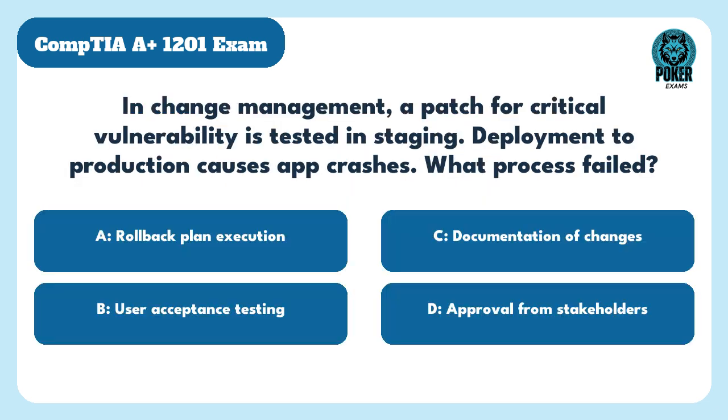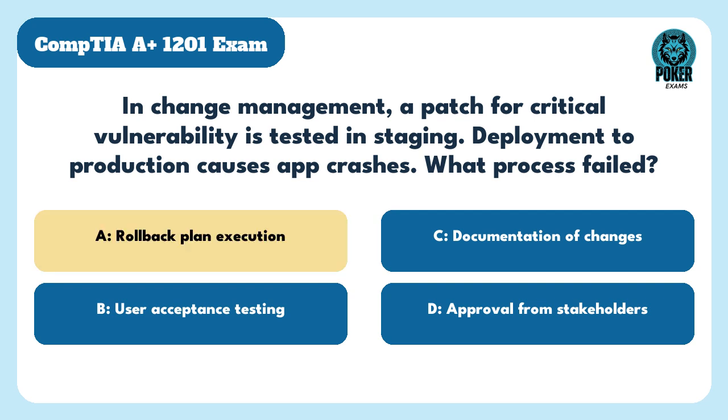Question 5. In change management, a patch for a critical vulnerability is tested in staging. Deployment to production causes app crashes. What process failed? Option A. Rollback plan execution.